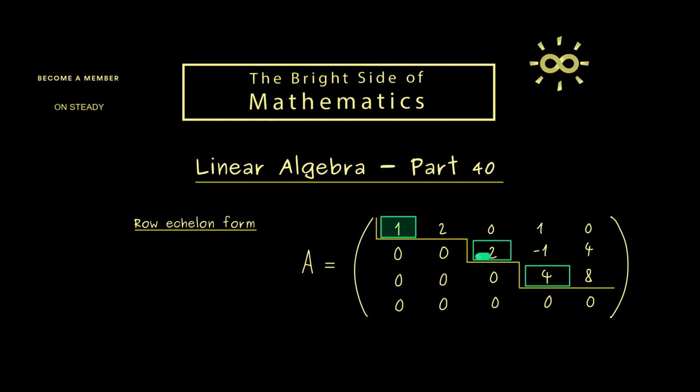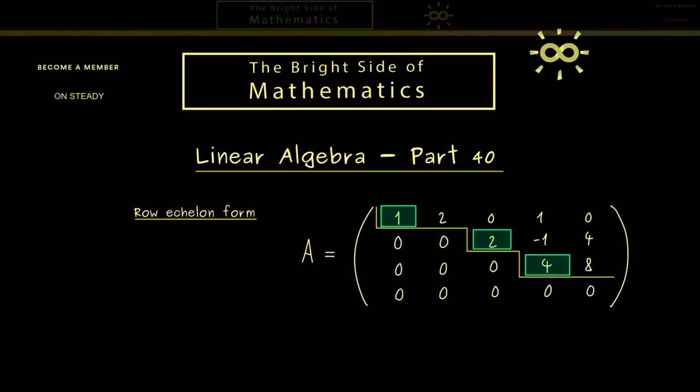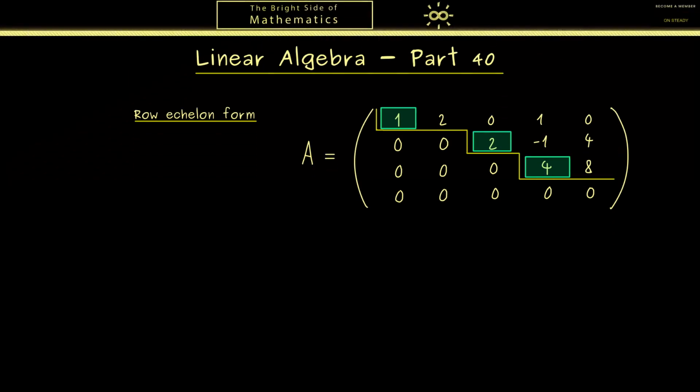Moreover, I can already tell you these numbers here we call pivots. And you might recall from the last video that these were exactly the numbers we needed for doing the Gaussian elimination. Hence, these are important numbers we use throughout the whole algorithm. And then at the end, what remains is this row echelon form.